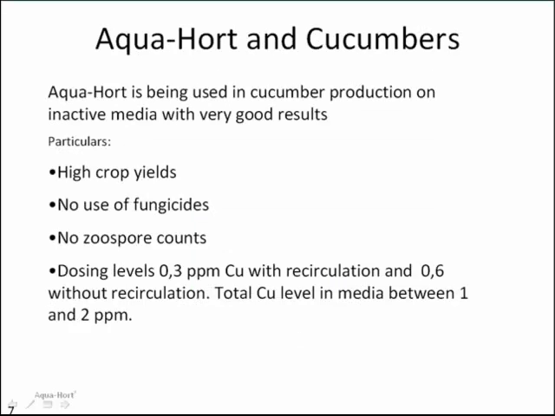One vegetable that we've done some recent research on is cucumbers. In this research, we've noticed increased yields. We've done this with no use of fungicides. And in testing the water, we found no zoospore counts. Again, the levels were between 3 parts per million and 6 parts per million. Checking the levels in the media, we found levels of 1 to 2 parts per million.